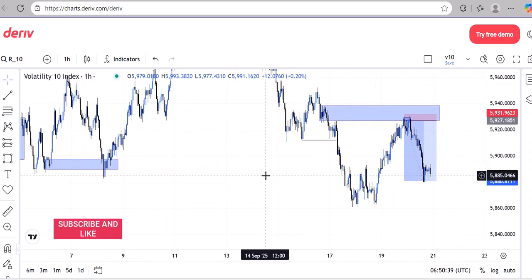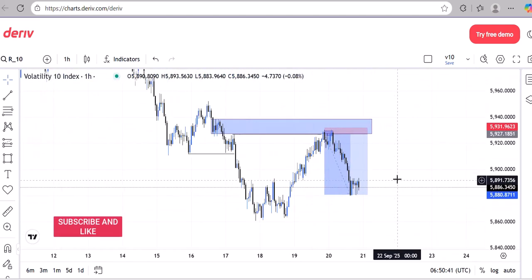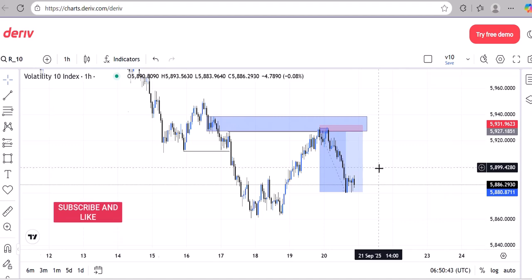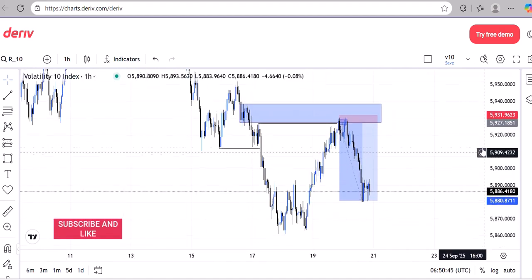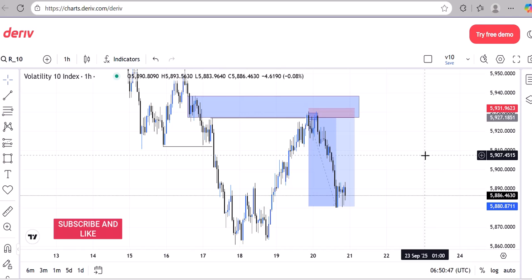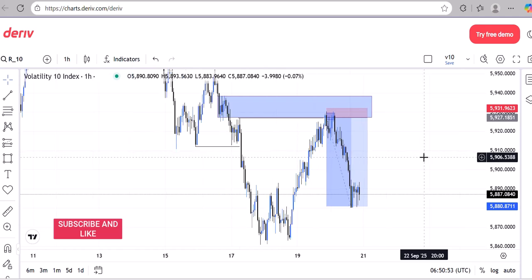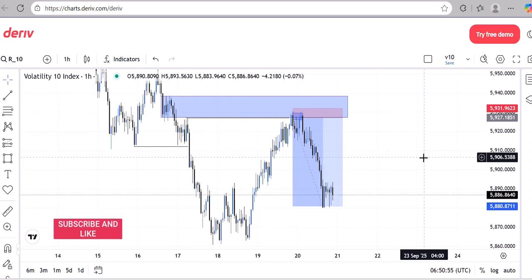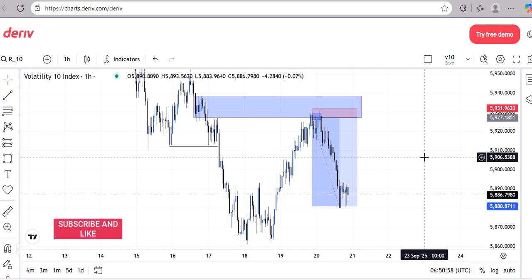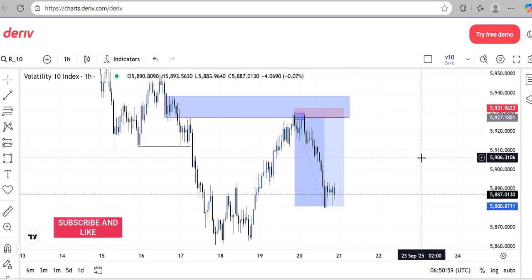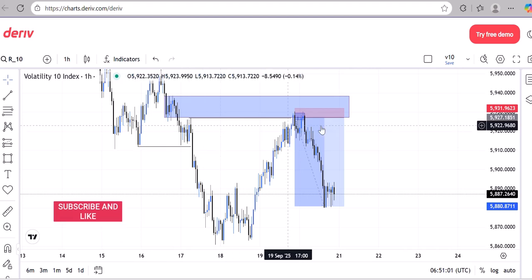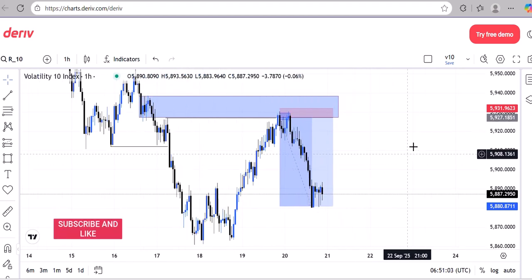Remember, always follow the trend of the market. Do not trade against the trend. When you trade with the trend, you are likely going to have more winning trades than losing ones. But when you trade against the trend, you're likely going to be losing more than you make profit, okay. So put all this into consideration before placing the trade.